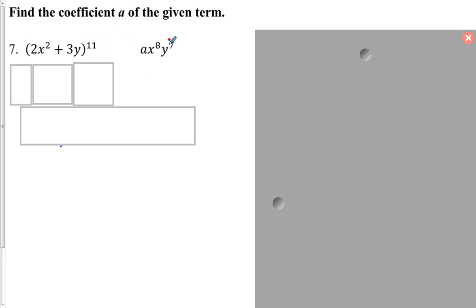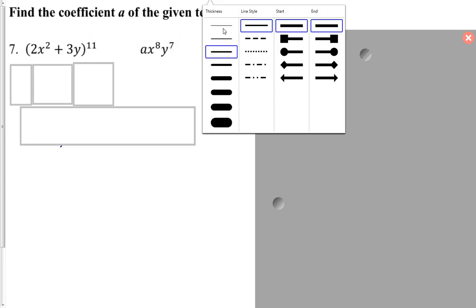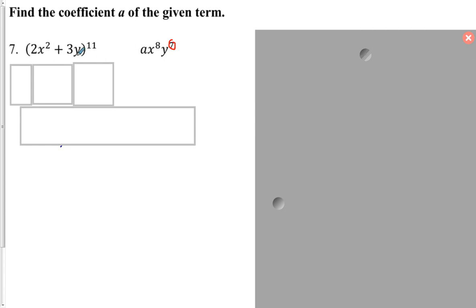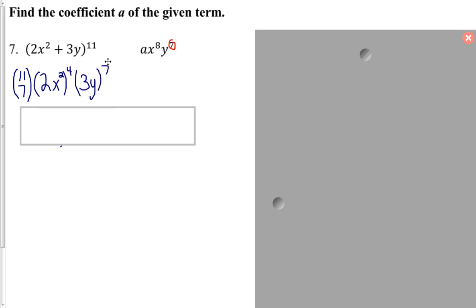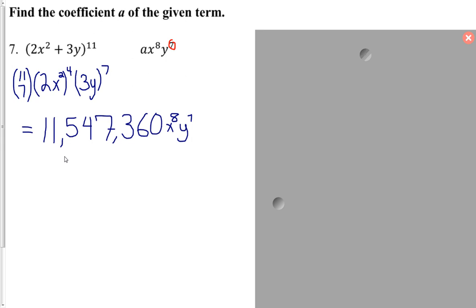Well, y is the 7th. Y is the 7th. So this is going to be 11 choose 7. Now, right, because it's choose 7, we're going to have (3y) to the 7th, and then there's 4 left over for 2x squared. So (2x squared) to the 4th, (3y) to the 7th, because these values need to add equal 11. Not necessarily the powers because of the x squared throwing that off. So 11 choose 7 times 2 to the 4th times 3 to the 7th gives you a whopping 11,547,360 x to the 8th y to the 7th.